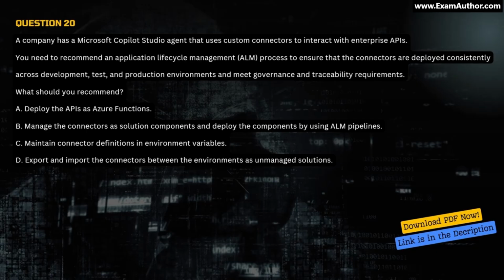You need to recommend an application lifecycle management (ALM) process to ensure that the connectors are deployed consistently across development, test, and production environments and meet governance and traceability requirements. What should you recommend? A. Deploy the APIs as Azure functions. B. Manage the connectors as solution components and deploy the components by using ALM pipelines. C. Maintain connector definitions and environment variables. D. Export and import the connectors between the environments as unmanaged solutions.